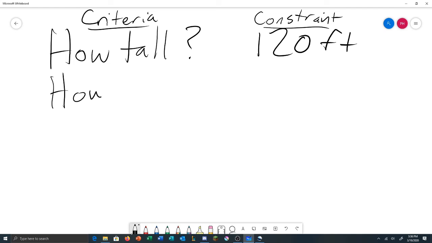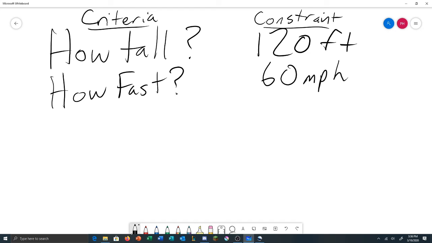How fast? I want it to go 60 miles per hour because we're using American units today. So how tall, 120 feet? How fast, 60 miles an hour? You just made it a whole lot easier to design that roller coaster. But now we run into another problem. Does it look cool? Or what does it look like? If you have that as your criteria, is it cool?